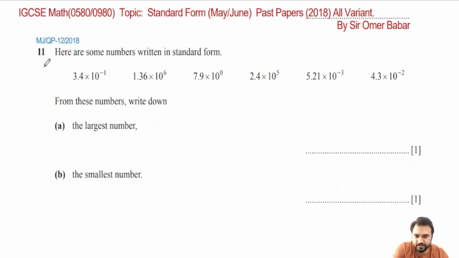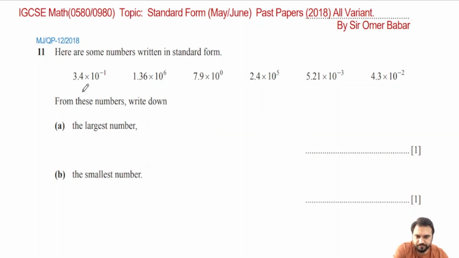Our next question is question 11 that appeared in 2018. The question paper was 1 and the variant was 2. Here are some numbers written in standard form. These are the standard forms. Okay, and from these numbers write down the largest number, the smallest number.